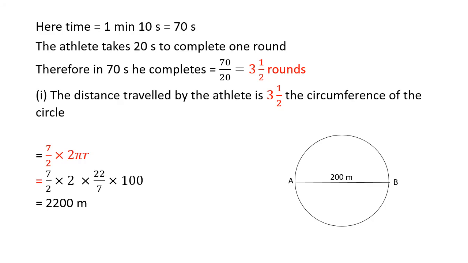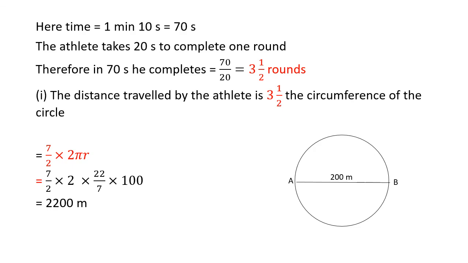Now one round is the circumference given by the formula 2 pi r. So 3.5 rounds is 7 upon 2 into 2 pi r. Putting the value of pi, and r is 100. Why? The diameter was given as 200, so r is 100. Calculating we get 2200 meters. So the athlete has run 2200 meters in 70 seconds.